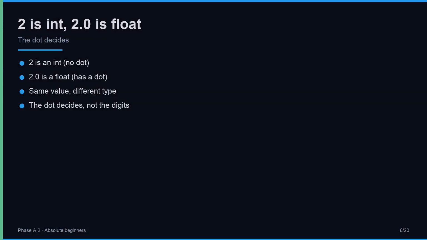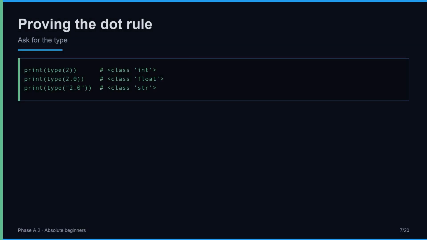Here is a detail that surprises many beginners. The number 2, written without a dot, is an int. The number 2.0, written with a dot, is a float. Mathematically they are equal, 2 equals 2.0. But in Python they are different types, because type follows how you wrote it. The dot is the rule. No dot means int, dot means float. This matters because the two types can behave slightly differently in arithmetic. The dot decides.